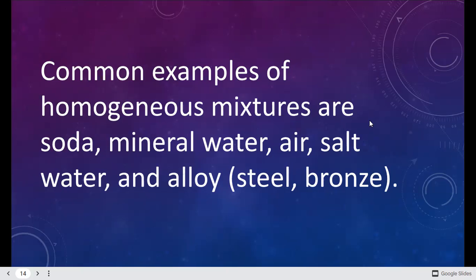Air. Air is a homogeneous mixture without dust. But if you mix it with dust, it will become heterogeneous. Salt water. Why? Because the salt there is dissolved in the water, evenly distributed. And alloy. It's a mixture of steel and bronze. Alloy metal. That's homogeneous because you cannot identify where the steel is and where the bronze is.